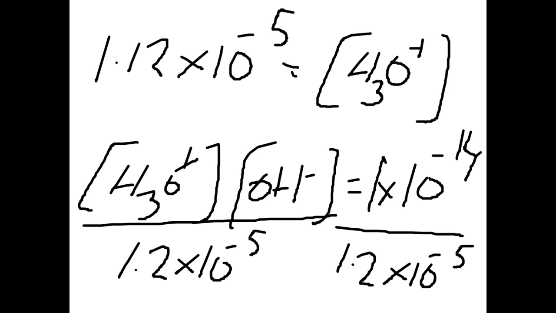I love when they work multiple ways. Yes, and both of you were correct. Both ways were perfectly right. Okay, and the answer comes out to be 8.9 times 10 to the negative 10, right?